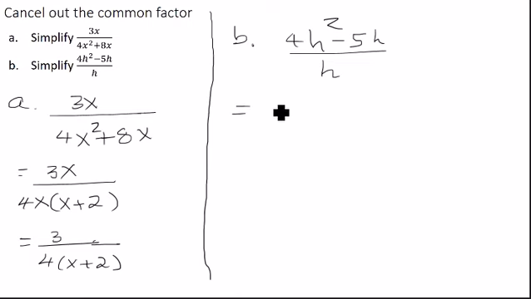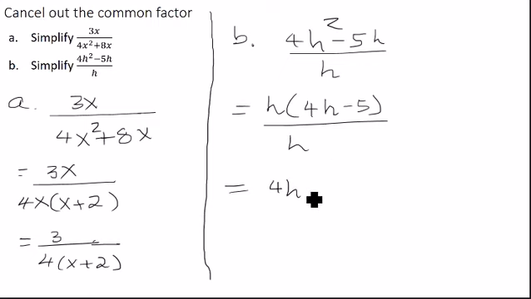So let's factor out the h from the top. Of course the numbers have nothing in common, so they will stay back. So 4, and then I took one h out, so I have one more h left in the first term, minus 5 in the second, and in the denominator I have h. Now I can cancel these common factors from the top and the bottom and write this as 4h minus 5.